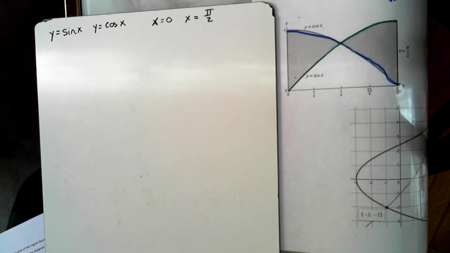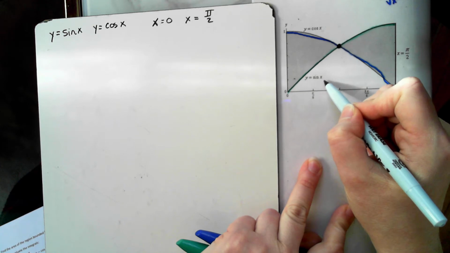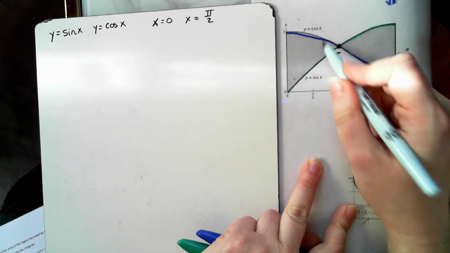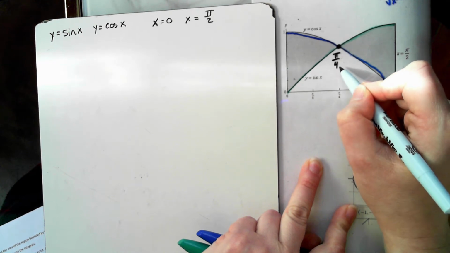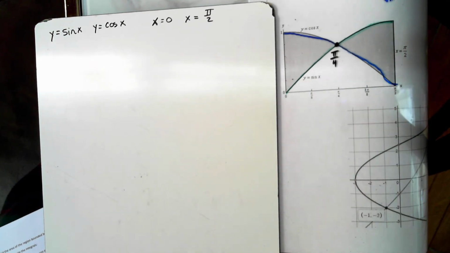Okay, so you may remember from pre-calc that the place where y equals cosine is equal to y equals sine is right here at pi over 4. Because cosine and sine have the same values when x is pi over 4, and that value is going to be the square root 2 over 2. Okay, but we're only really interested in the x value for that anyway. Okay, so let's set up our integral.